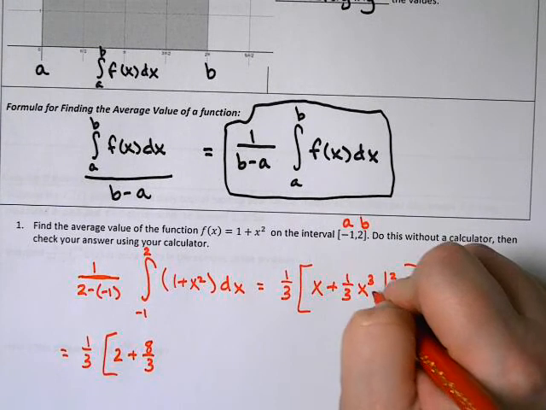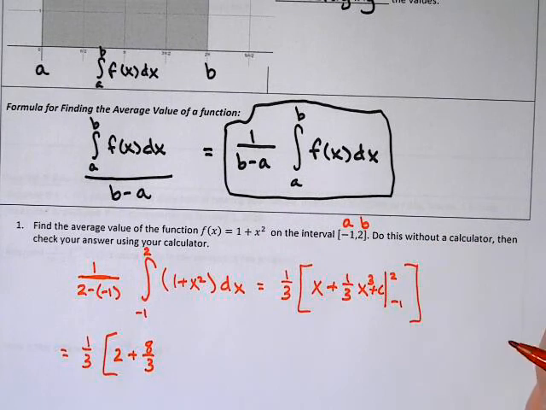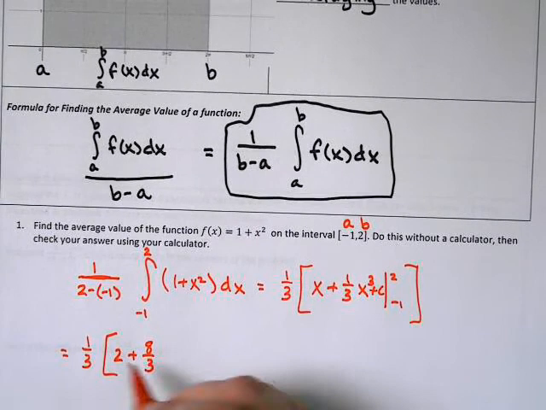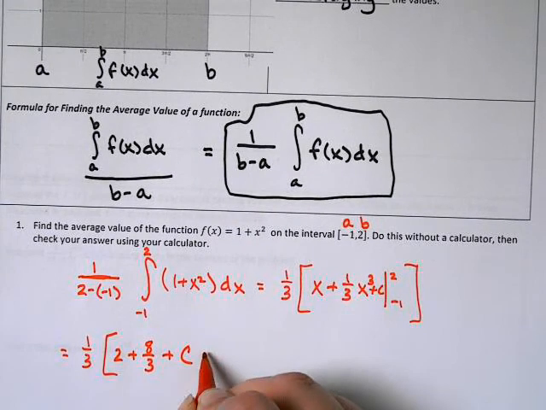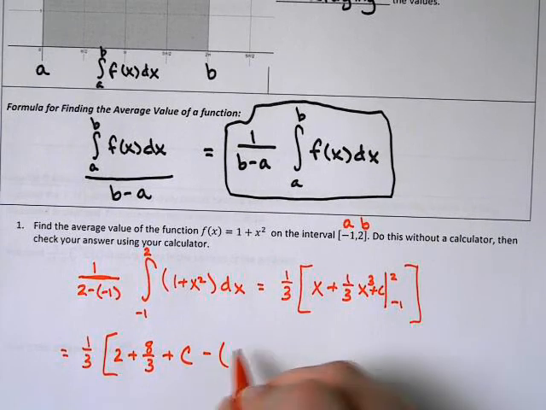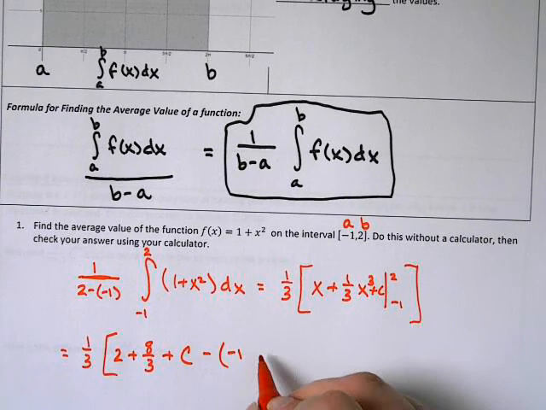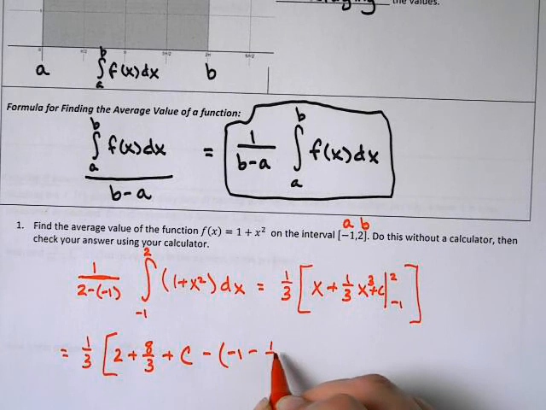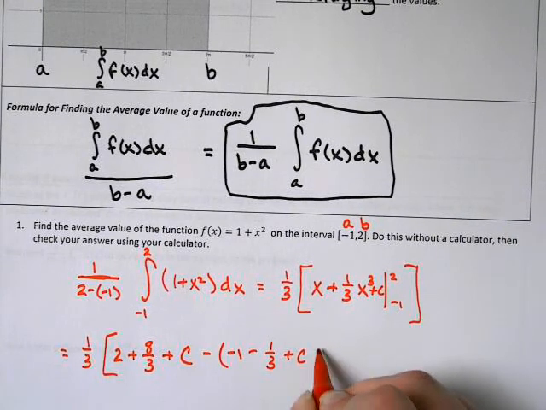Ooh, and you know what I just realized? I forgot my plus c. I hope you guys caught that before me. Sorry about that. We need our plus c from our antiderivative. So 2 plus 8 thirds plus c minus, now if I plug in -1, I have -1 minus 1/3 and then plus c.